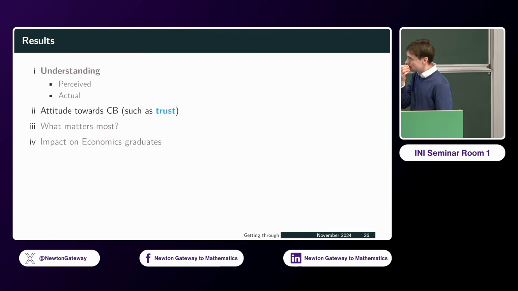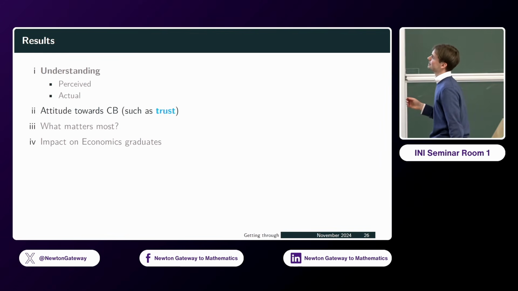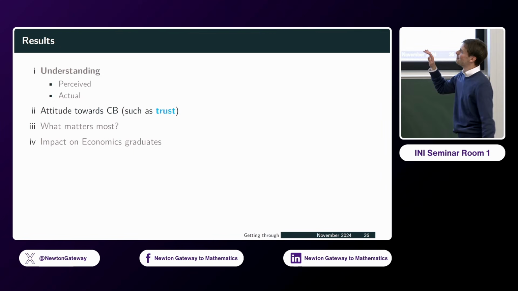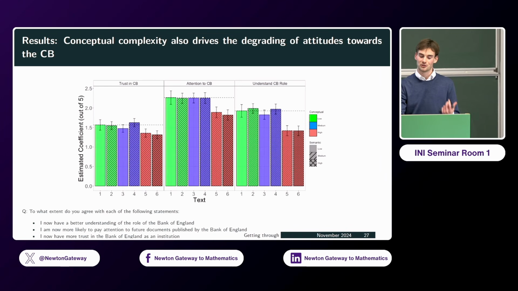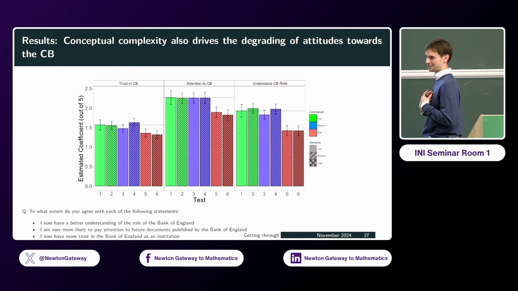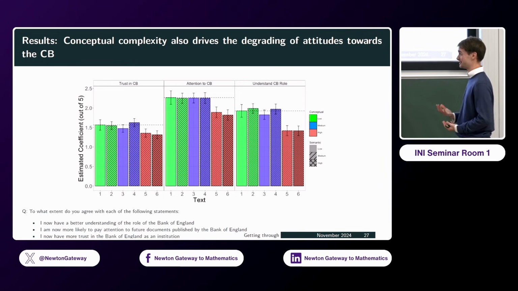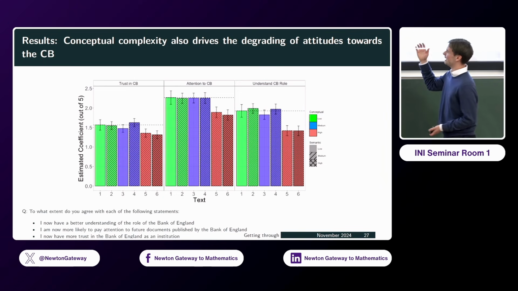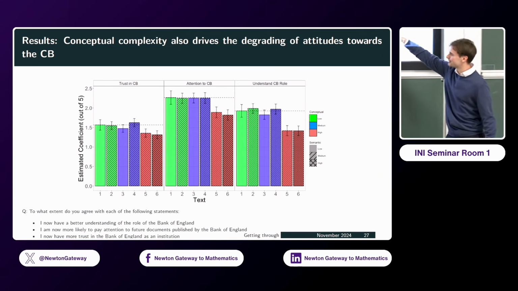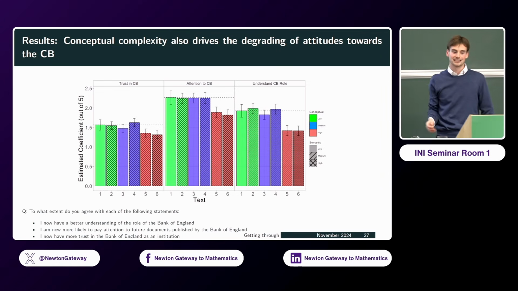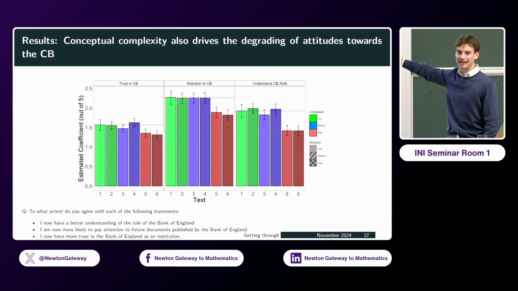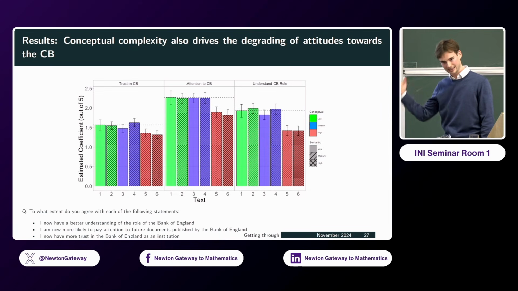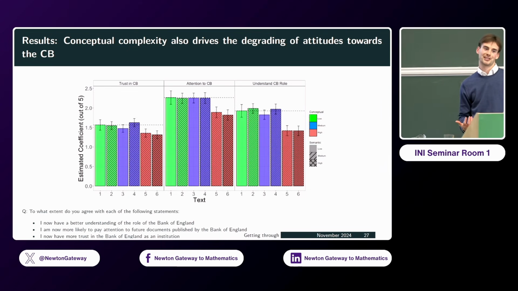Then finally we ask, not quite finally, I've got 45 seconds, we ask people about their sentiments towards the central bank. So having read this report, how much do you feel you now have a greater degree of trust in the Bank of England? Are you willing to pay attention to future documents published by the Bank of England, or do you feel you understand its role? And again, it's all about conceptual complexity. At that level of conceptual complexity, people stop having these positive sentiments towards the central bank.